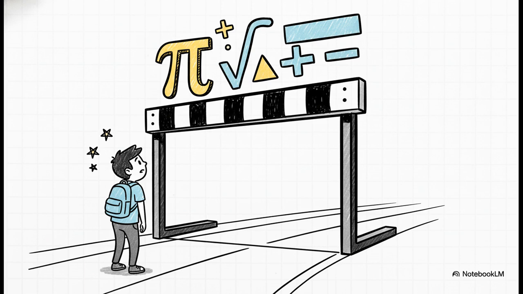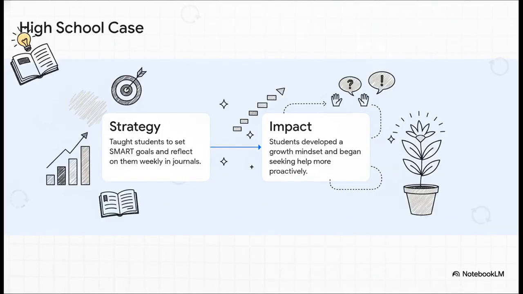This one comes from a high school math class, which, as we know, can be a place where motivation is a huge hurdle for a lot of kids. The strategy here was all about goal setting. But the teacher didn't just tell them to work harder. They actually taught the students how to set their own meaningful, achievable goals for the week and then reflect on that progress in a journal.